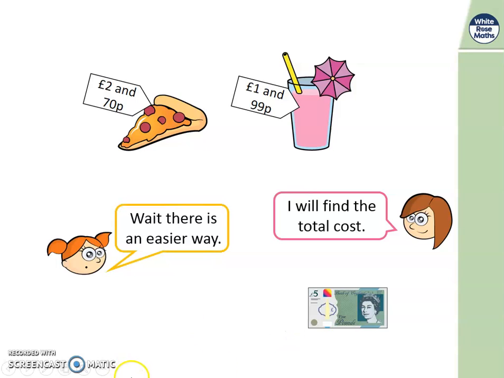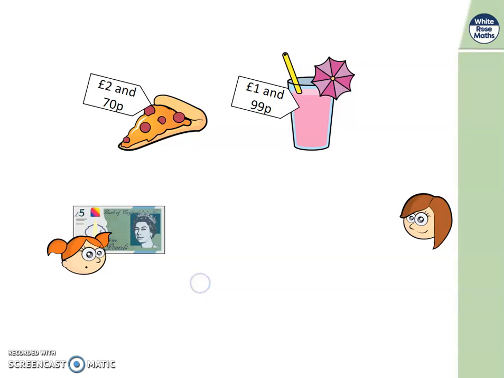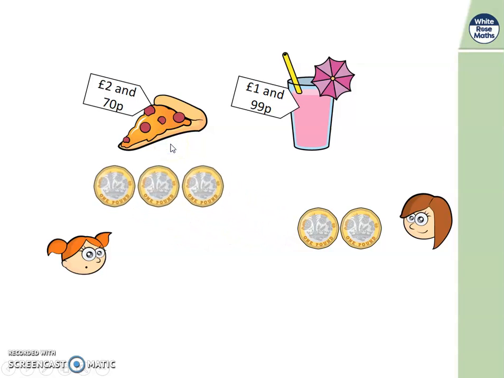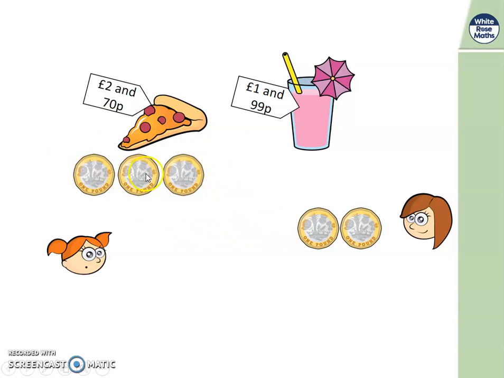Here's Alex. Alex says, Rosie, wait, there is an easier way to check if you've got enough money. Have a think. What could she do? Let's use Alex's method. Teach us what to do, Alex. She says, if I've got a £5 note, that is the same as 5 £1 coins. Now £2.70 is just a bit less than £3. So let's park those £3 because we know we could use them to pay for that and we'd get some change.